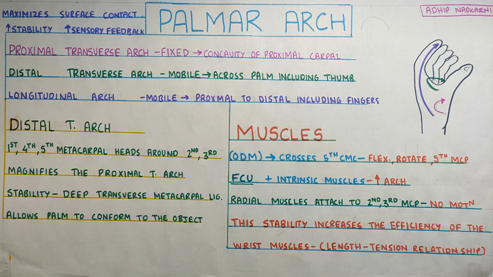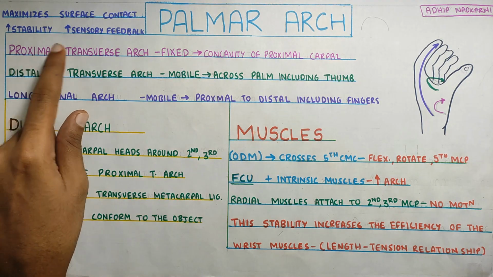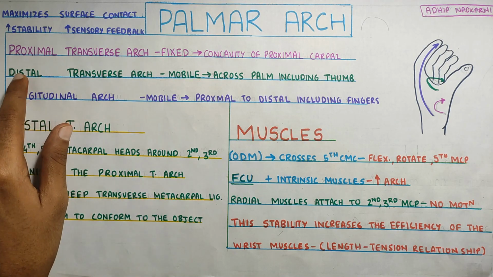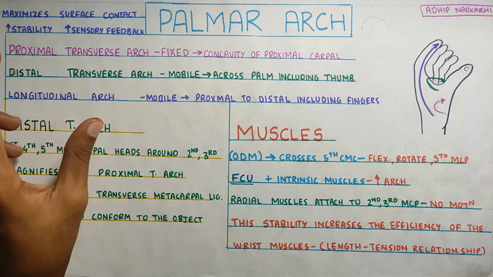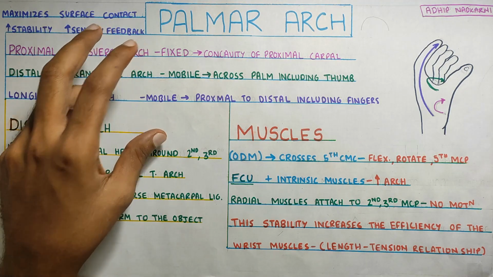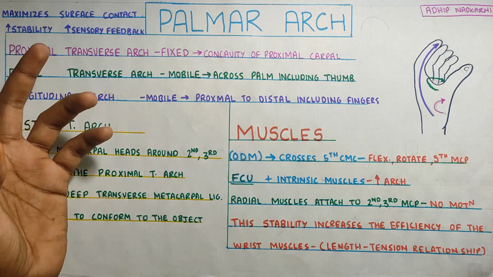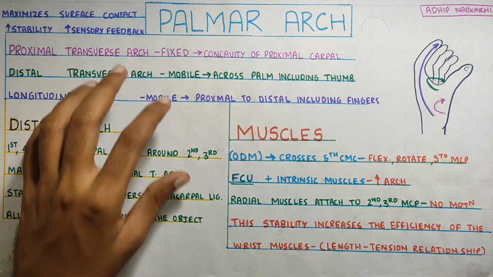In this video, we are going to talk about the palmar arches that are seen in our hand. Now, we are going to talk about the three particular arches: the proximal transverse arch, distal transverse arch, and the longitudinal arch. Okay, so first let us start with understanding where they are present, and then we will go on to the uses of your palmar arch and how muscle activity is related to the palmar arches.